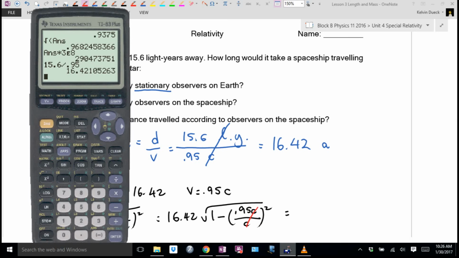Hey, the c cancels this time. It would be even funner if this was in a Spanish class, because then I could say, do you see? And you would say, see. You see? Yeah, okay. It's going to be 1 minus 0.95 squared, square root of that, times 16.42. Oh, careful, Mr. Dewick. On the spaceship, 5.13? Is that right?